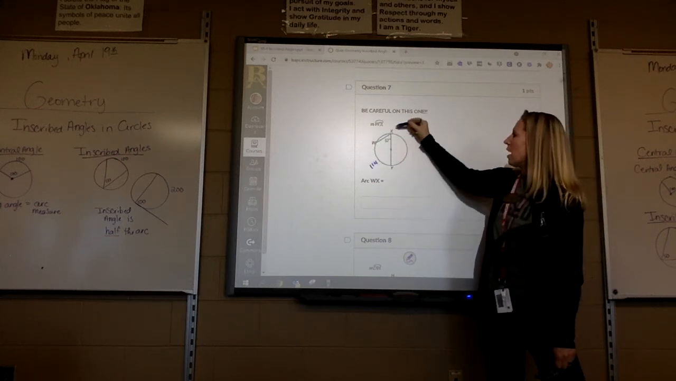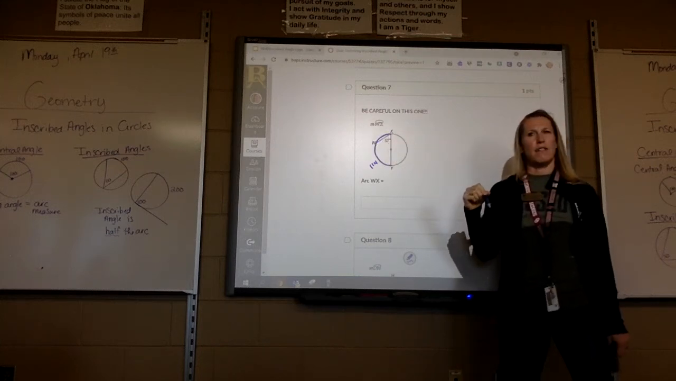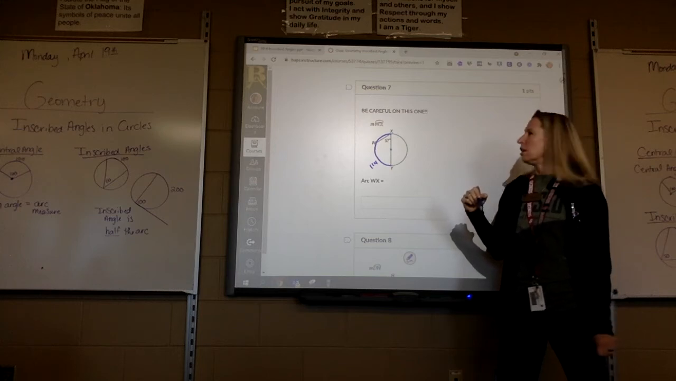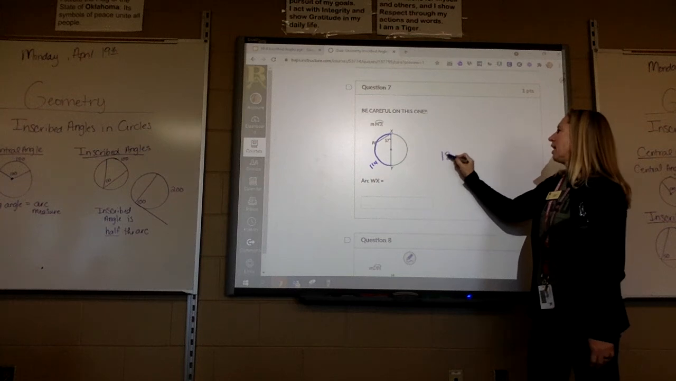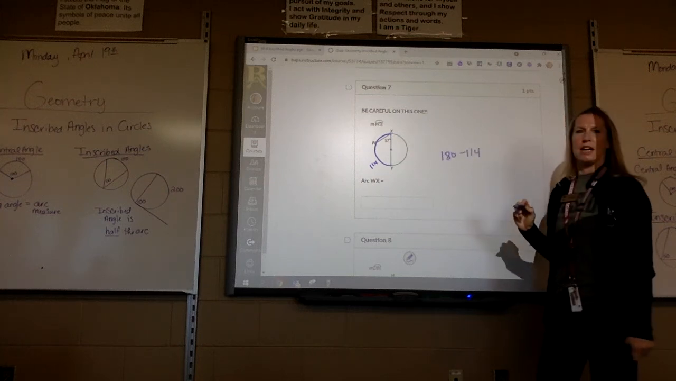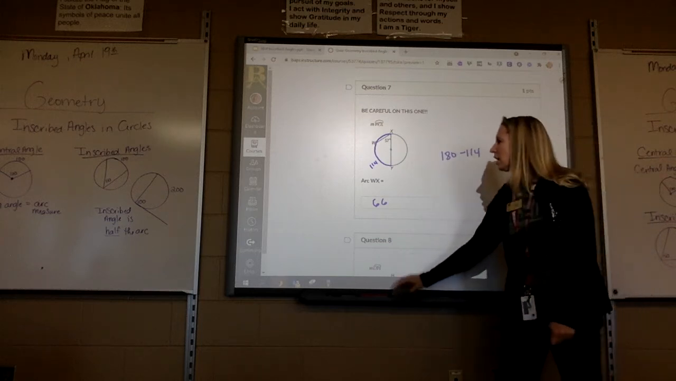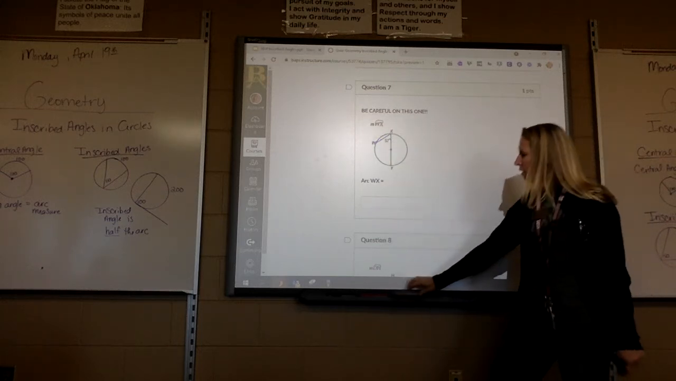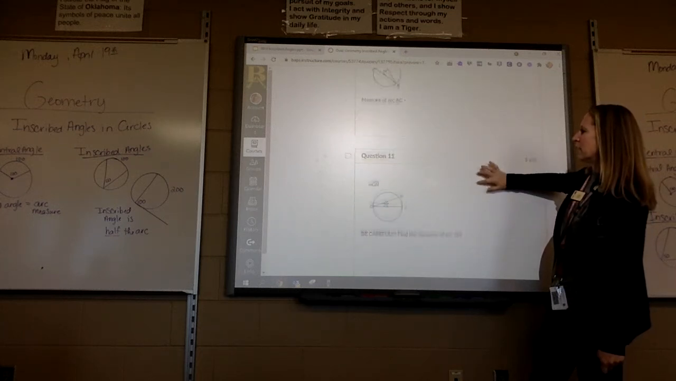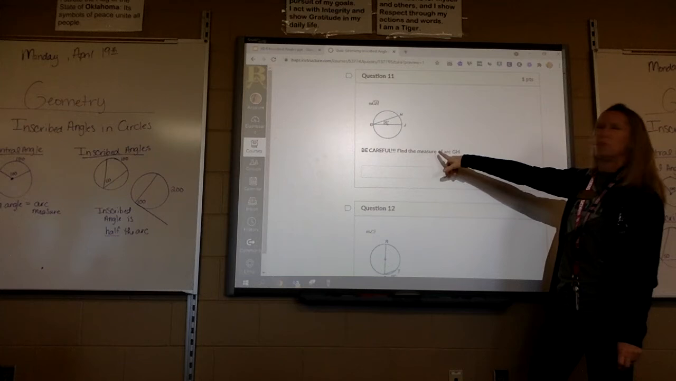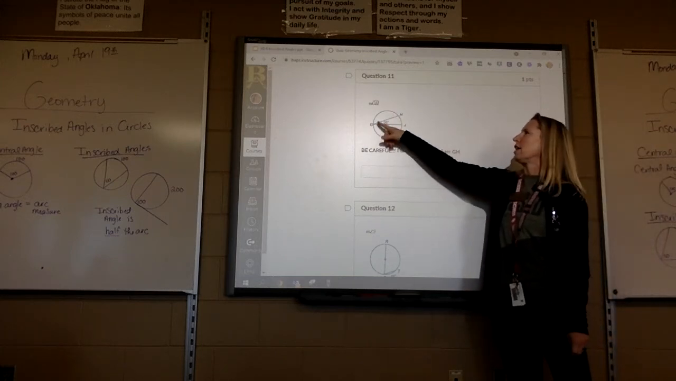I want WX. Do you see how this is a semicircle? How could I find WX? Yes, 180 minus 114. What is that? 66. Okay, so that's one to be careful on. I think I have another one like that too. Number 11. So I put be careful because it's looking for GH, not HJ.